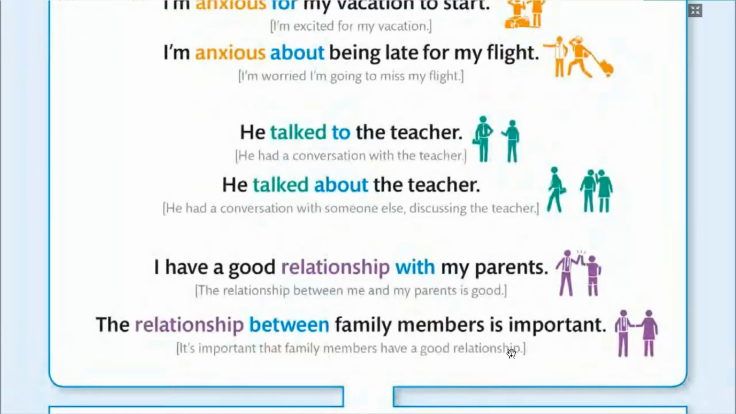I have a good relationship with my parents. That means the relationship between my parents and I is good. The relationship between family members is important. What that means is it is important that family members have a good relationship.